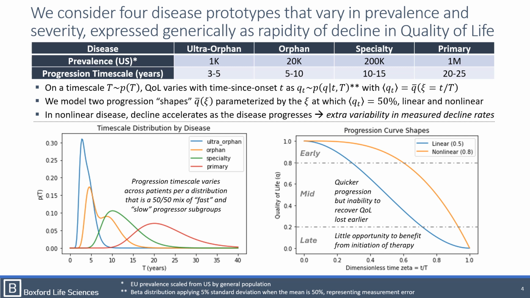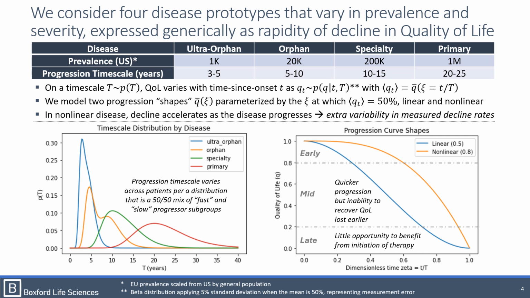At right, we see the mean change in quality of life as a function of the extent of the disease, which is going to be equal to the time since onset divided by the progression time scale. We have 2 different shapes that we consider. One is linear disease, in which quality of life declines relatively uniformly with time. And the second is nonlinear disease, in which in the early phase, when quality of life is above 80%, we have a very slow decay, starts to accelerate in mid-stage disease, and then rapidly accelerates in end-stage disease.